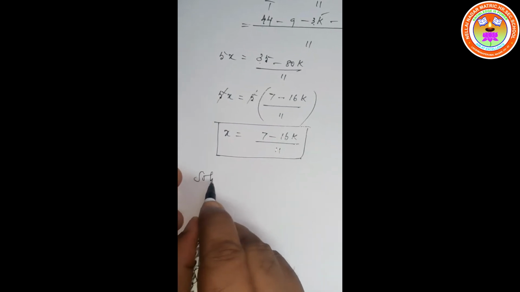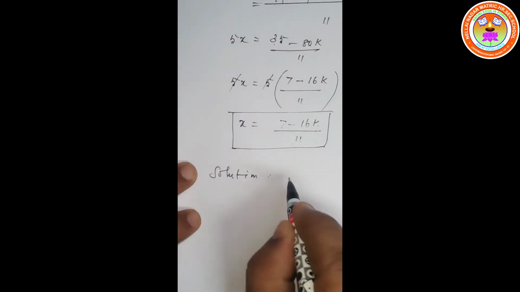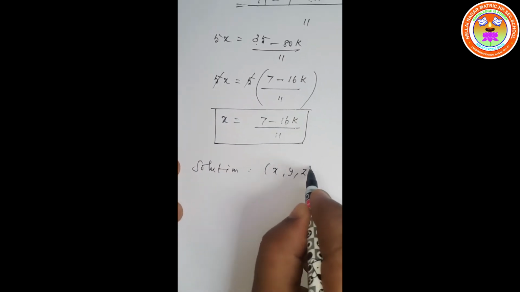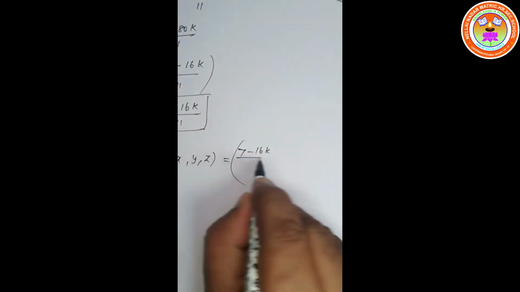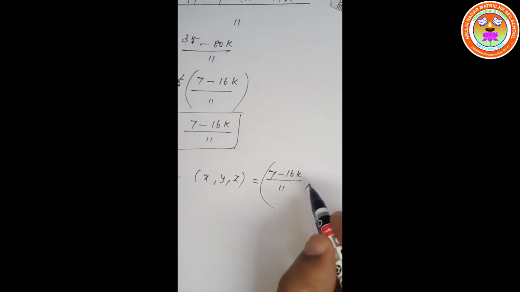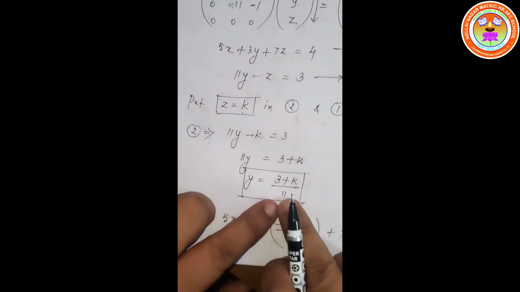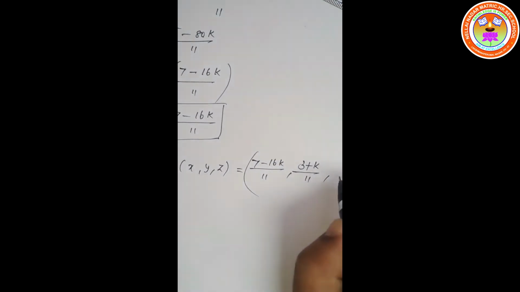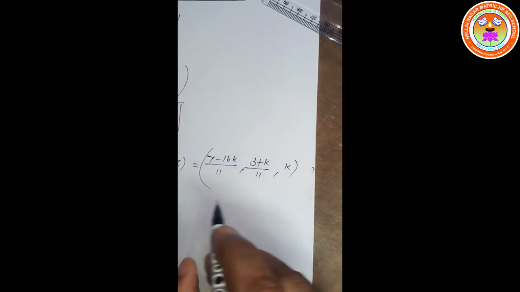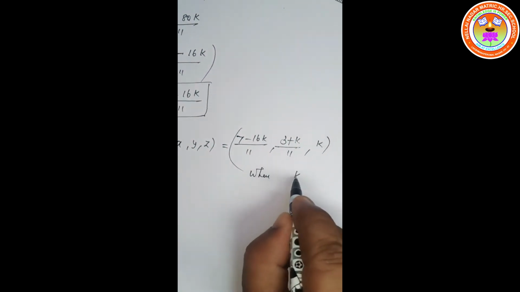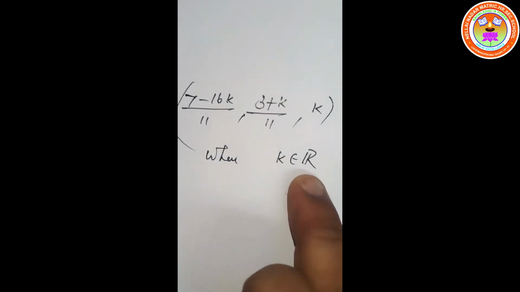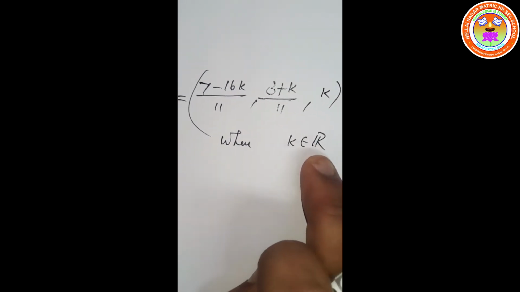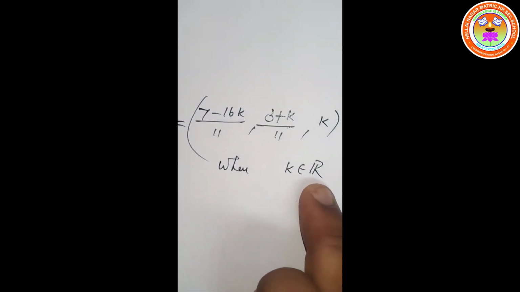Finally write the solution. Solution: x, y, z, where x is equal to (7 minus 16k) by 11, and y is equal to (3 plus k) by 11, and we considered z as k. Already I told you that k belongs to R. We know what R means? R is the set of all real numbers. Uncountable numbers are there, so it has infinitely many solutions.